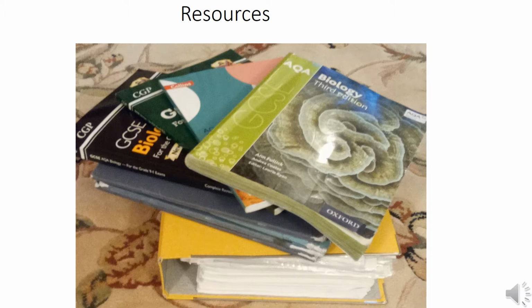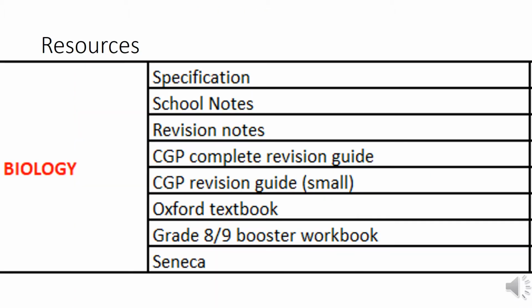By the time you finish with your GCSE Biology, this is what your resource pile may look like. This is a list of the biology resources which I used. So there's the specification from the exam board. You have your own notes which you make in school. You have your revision notes. You have two CGP books. One is a small revision guide and the other is a complete revision guide. The Oxford textbook, a grade 8 to 9 booster workbook by Collins, and also Seneca, which I'll get onto later.